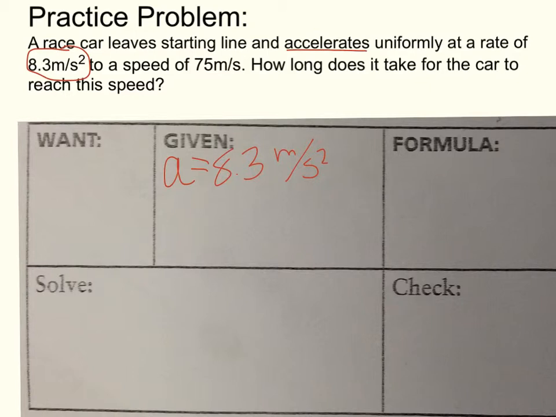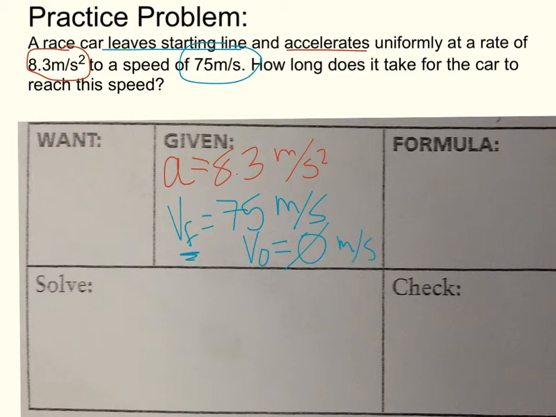And the race car is accelerating to a speed of 75 meters per second. So the final velocity is 75 meters per second. VF means final velocity. The starting velocity, the original velocity or initial velocity, is 0. We can assume that the race car is at 0 meters per second when they leave the starting line. So what do we want to find? We would like to find how long it takes. So that means time. We are looking for the time measurement.